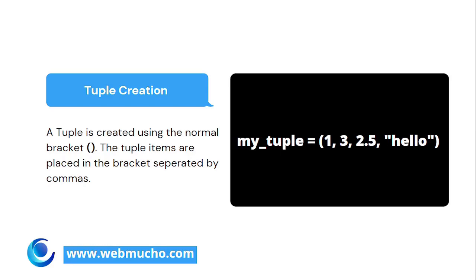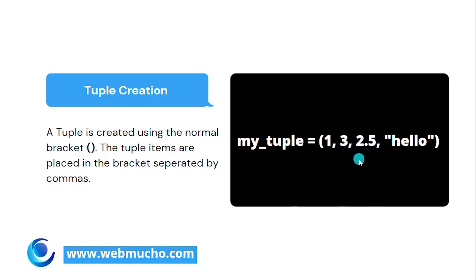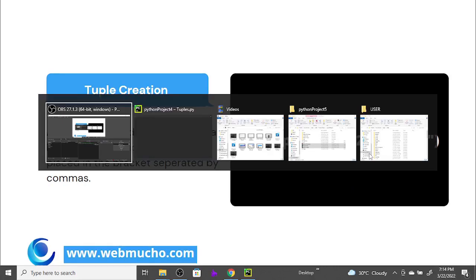To create a tuple, you make use of a normal bracket and you separate the items using commas, just as we saw in a list. On my screen here, I have a tuple that stores different data types. That tells you that a tuple can contain different data types, just as in a list. I will switch over to our code and we will take a look.